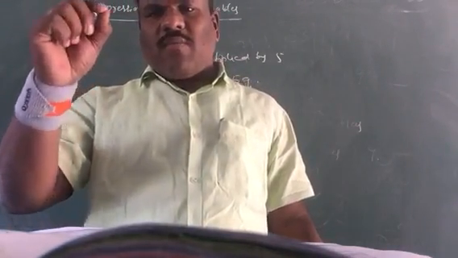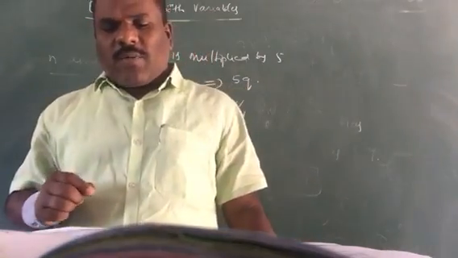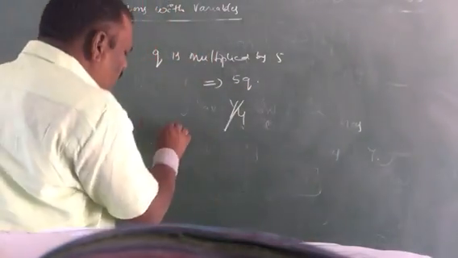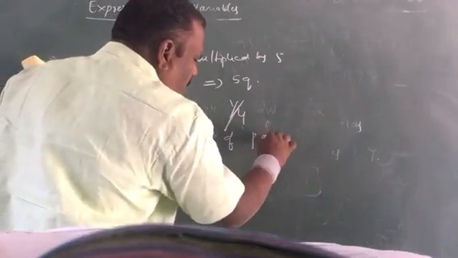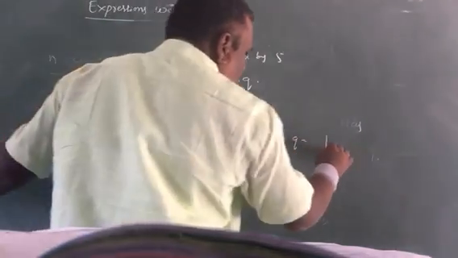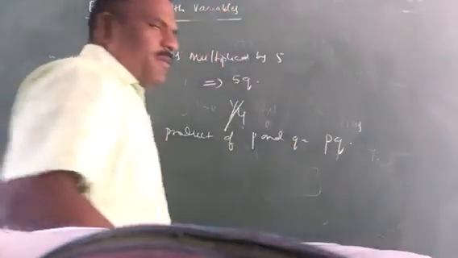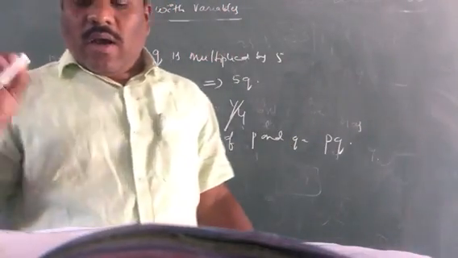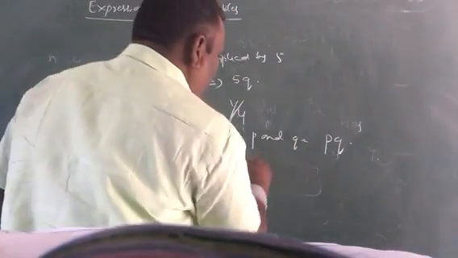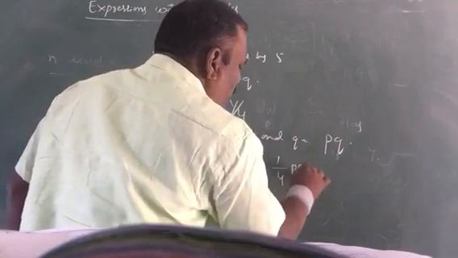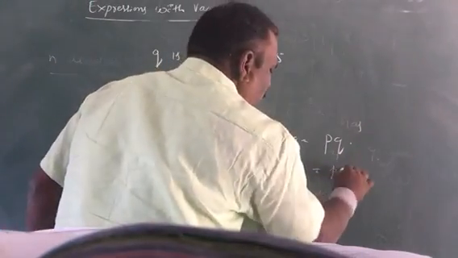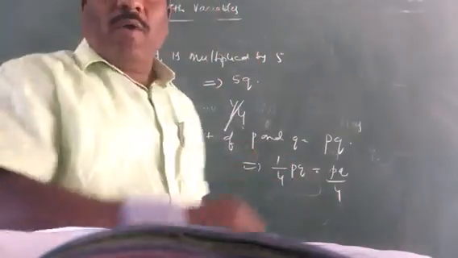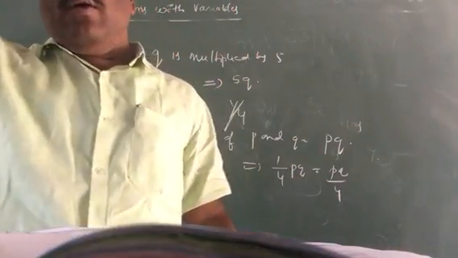1/4 of the product of numbers p and q means what? The product of p and q is equal to what? pq, p into q. 1/4 means that implies 1/4 pq, or pq by 4. Like that you have to write.